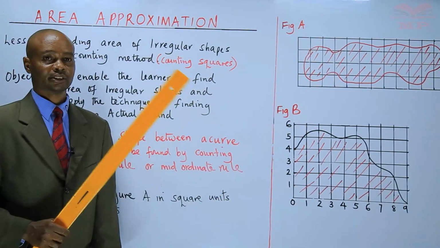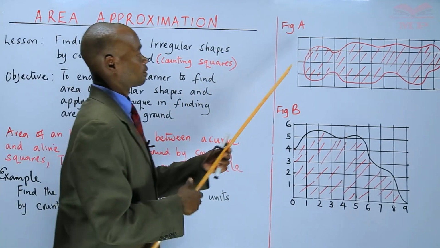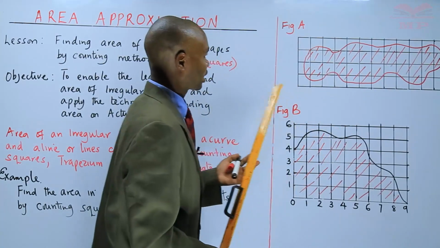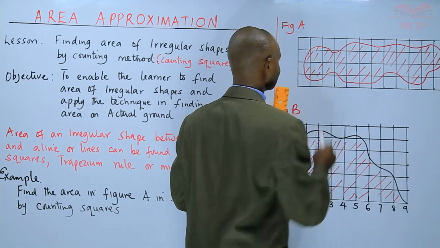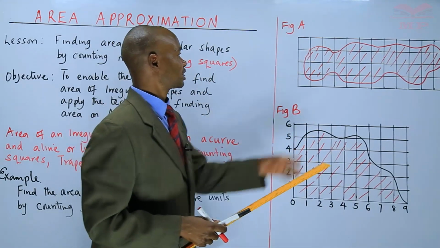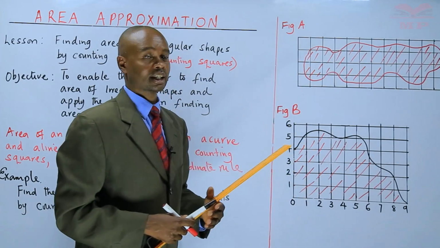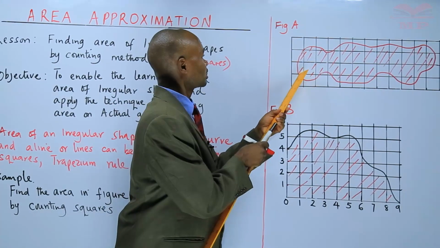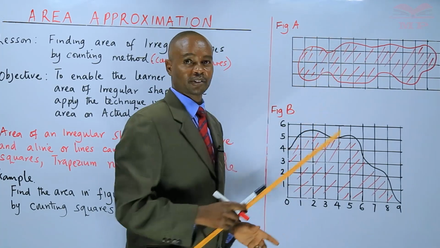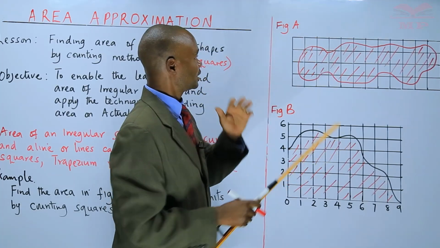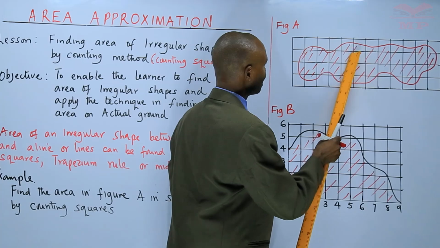So you find in the counting squares method, we count full squares, then we add the half squares. Whether that square is not exactly a half, like this and this, we shall count it as a half square. Like this one is a half square, a half square, a half square. We should just give it a half square.